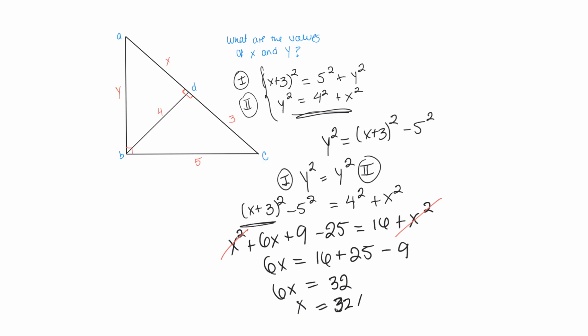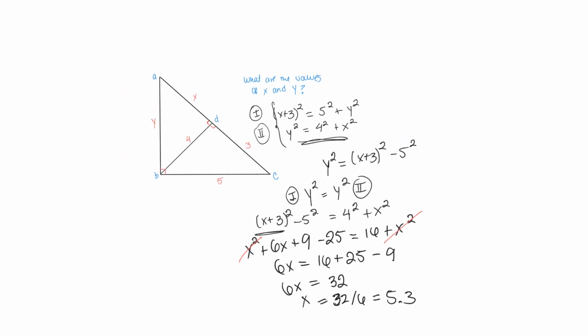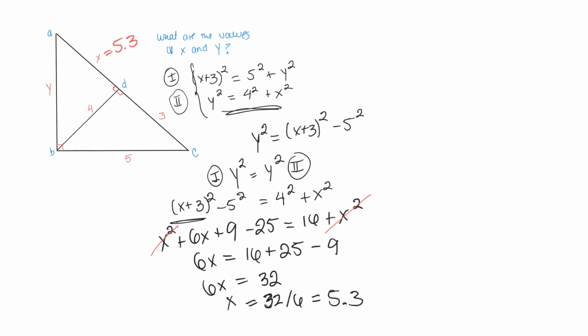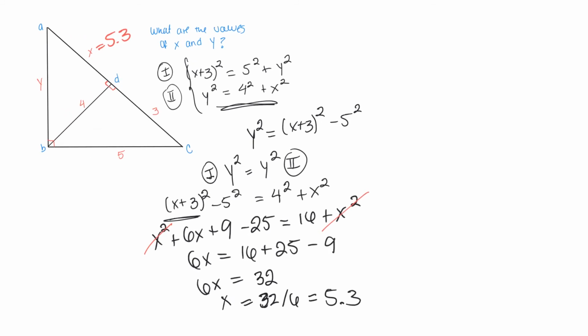Then x is equal to 32 divided by 6, and this is equal to 5.3. So now we have the value of x. x right here is equal to 5.3. Now, how do we find the value of y? Well, we just substitute x in any of those two equations, and that will look like this.